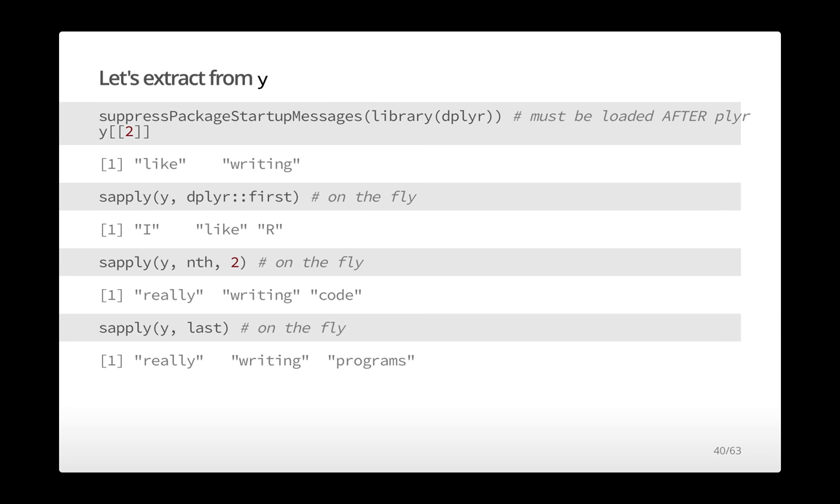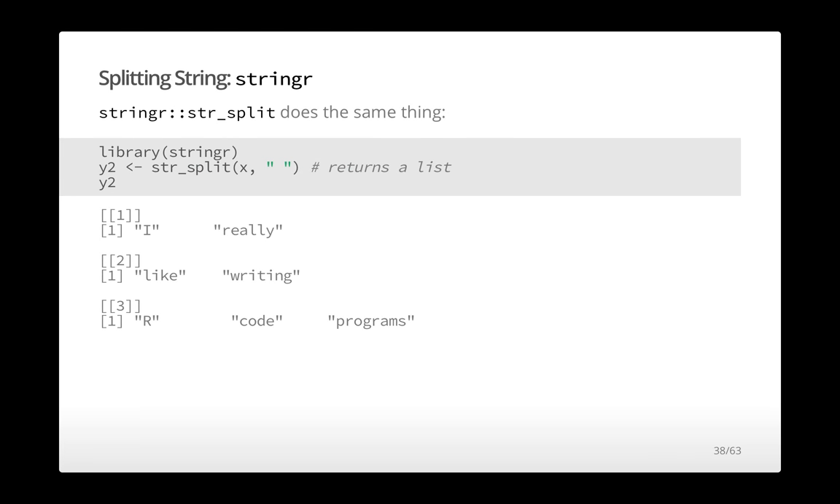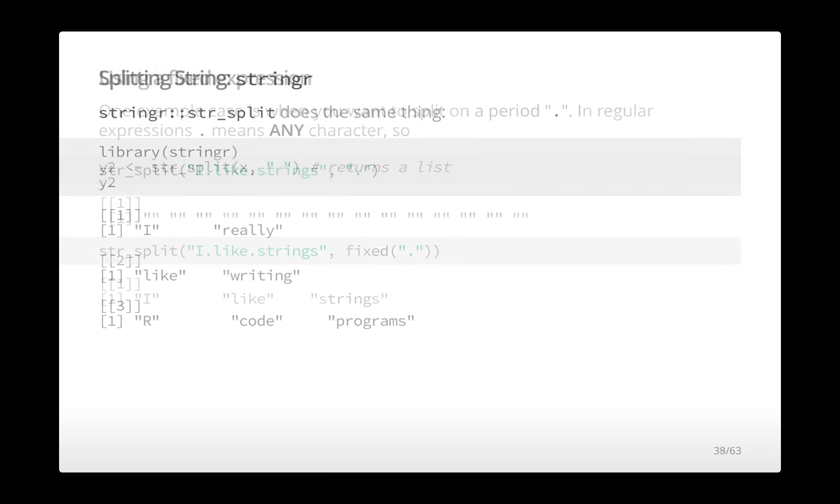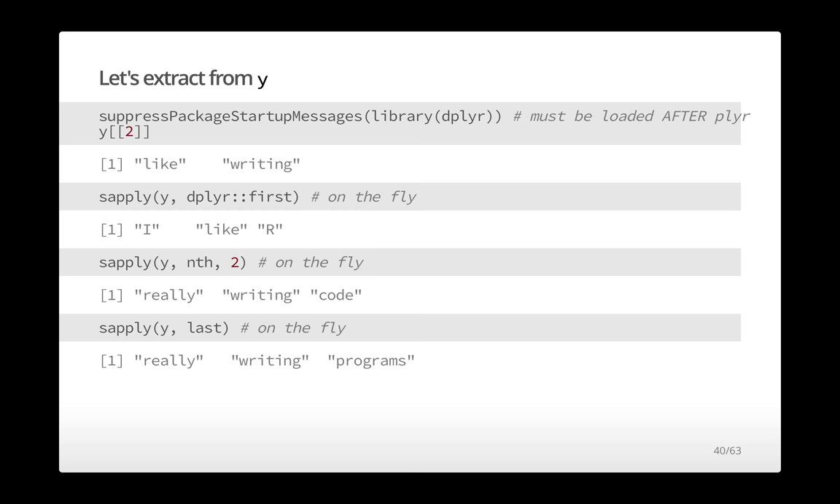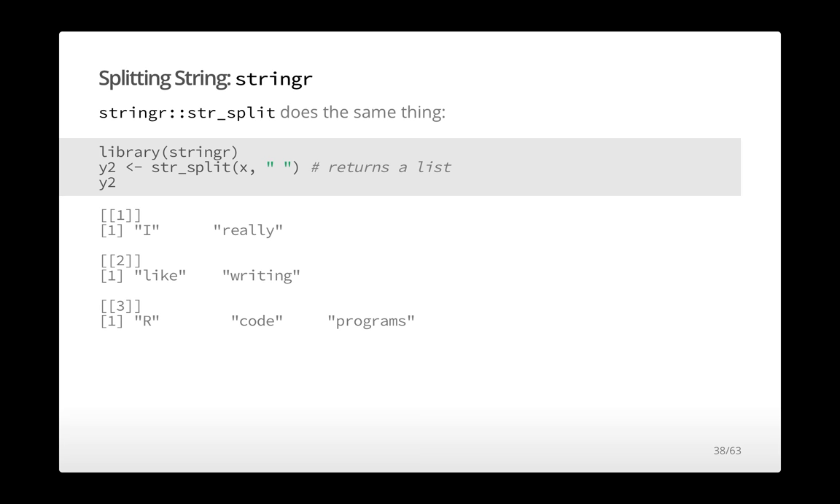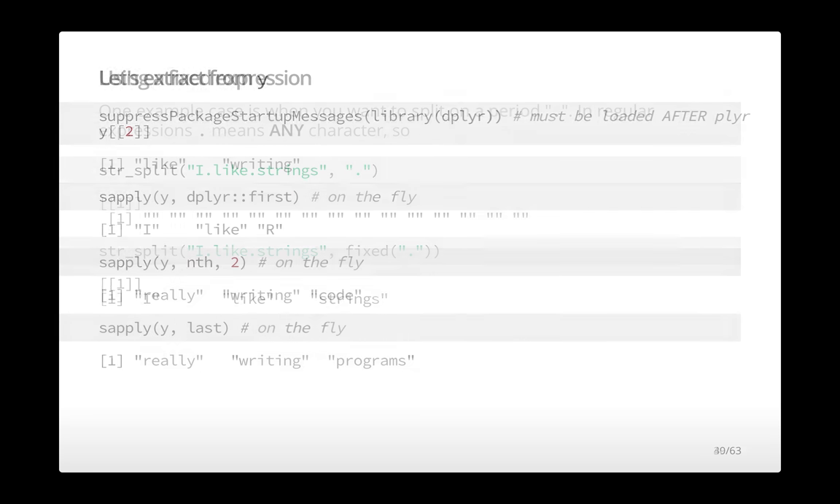So here, again, let me go back to why. So it's I really like writing R code programs. It's going to be split on spaces, and it's a list of length 3. And we want to, let's say, take the first word. So again, dplyr has that first command. So when we say sapply over this list, it says go through every element of the list, find the first thing, and return it. In this case, it returns a character of length 1, so it says, okay, I'll simplify it for you. I'll just give you a vector back. It's great. I like R. Okay, those are the first words in every string.